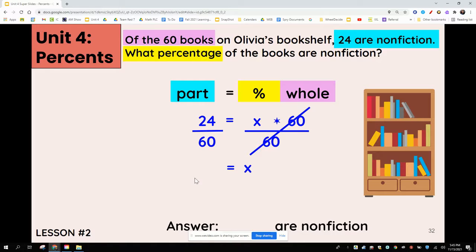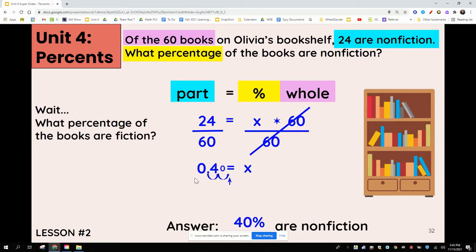All right, so we're solving for a percentage and we get 0.4. The answer is not 0.4. We need to turn that into a percent. So I move the decimal over once, move the decimal over twice. 40%. 40% of her books are nonfiction.